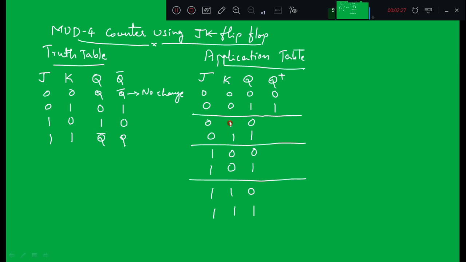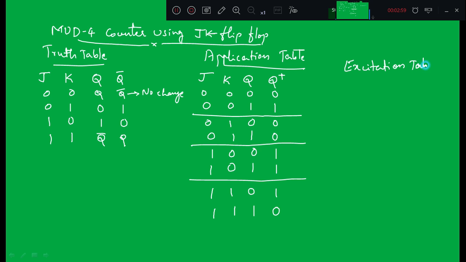Next, when K is high, whatever may be the previous state, the next state will be equal to 0, 0. If J is high, irrespective of the previous state, the next state will be equal to 1, 1, and when both J and K are high, the previous state is going to toggle. If previous state is 0, next state will be equal to 1. If previous state is 1, next state will be equal to 0, right? So from this we are going to generate the excitation table.